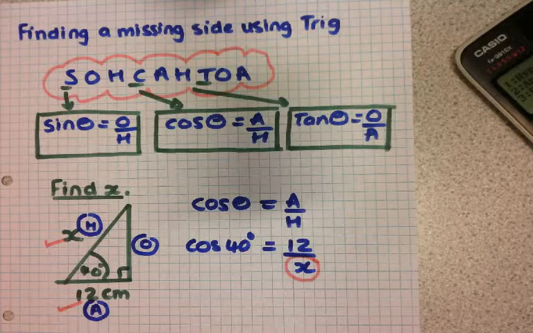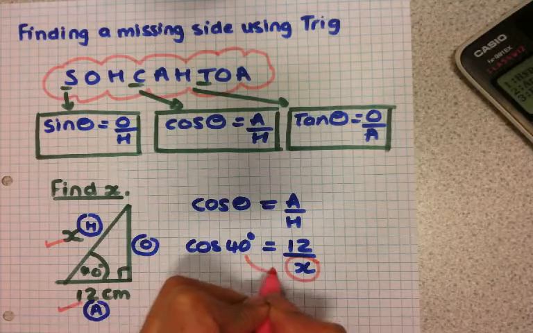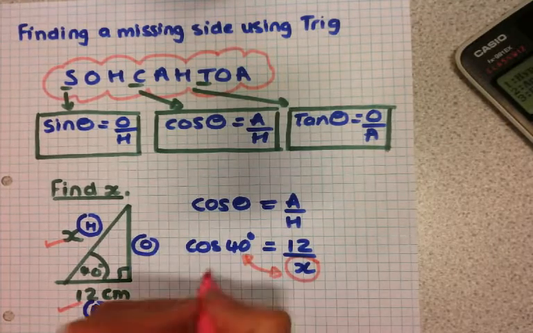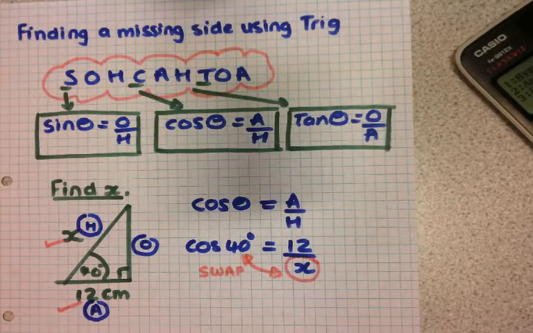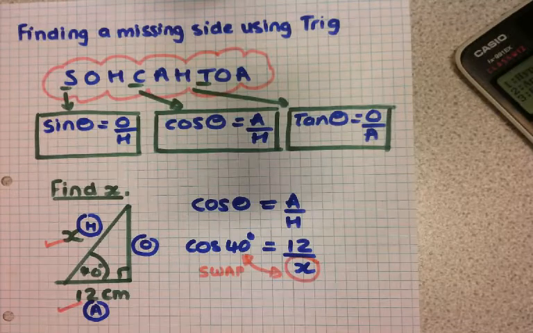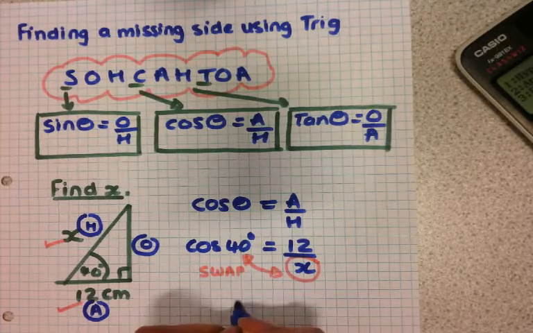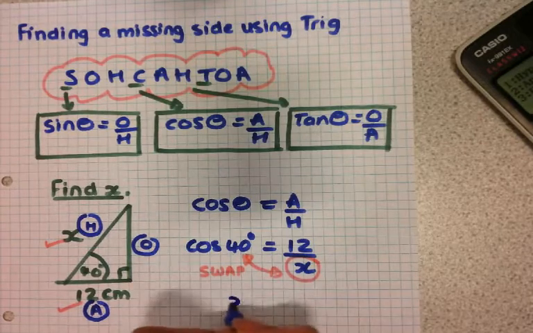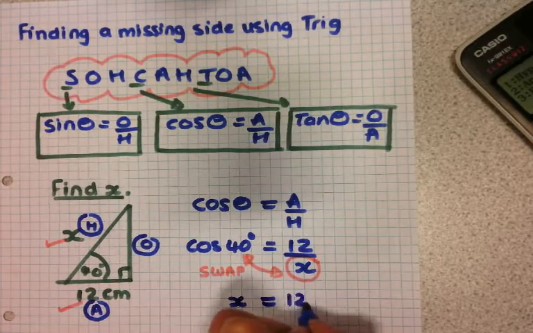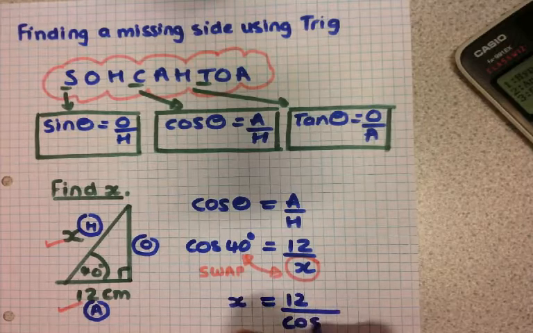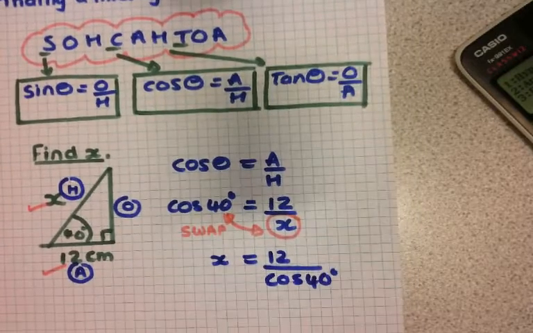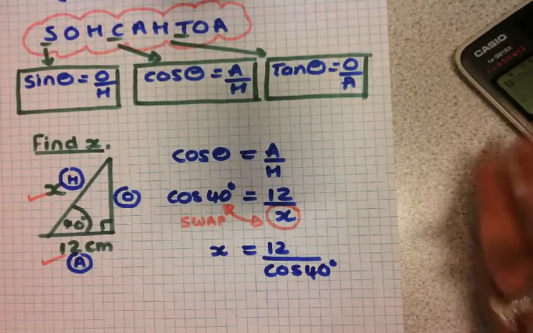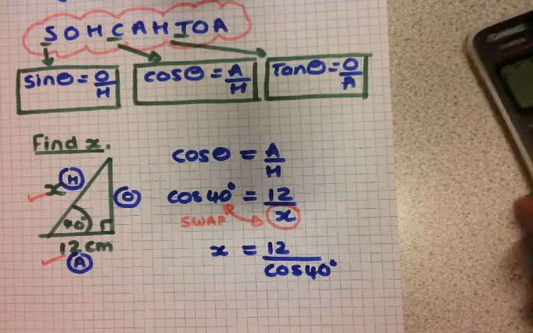Now I am taking a few shortcuts and I could add a few steps in, but we are allowed to take shortcuts sometimes. I'm going to swap these over. If you do want to know why you're allowed to swap them over, you can ask your teacher to show you. So I'm going to swap over the x, put the x on the left hand side, the 12 stays where it is, and put the cos 40 degrees here. And that means that to find x now we need to do a division.